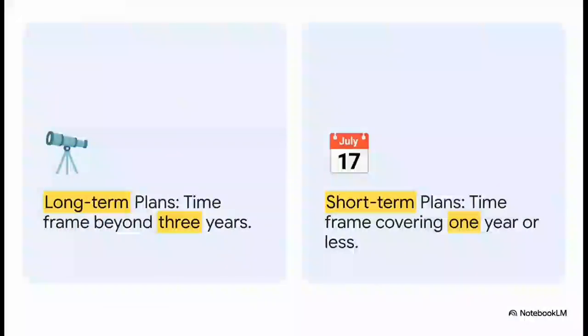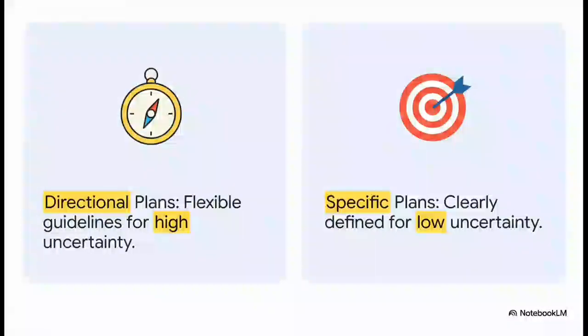Then, of course, we have the time horizon. Long-term plans have a time frame beyond 3 years. Short-term plans cover 1 year or less. Pretty straightforward, right? If your university announces a massive 10-year campus expansion, long-term, but their operating budget for this upcoming fall semester, short-term. Now let's look at flexibility.